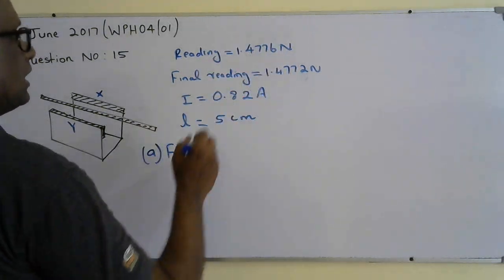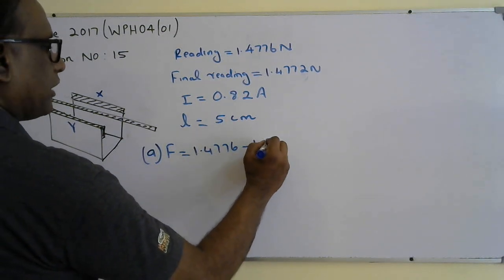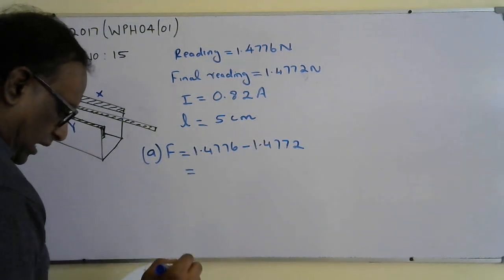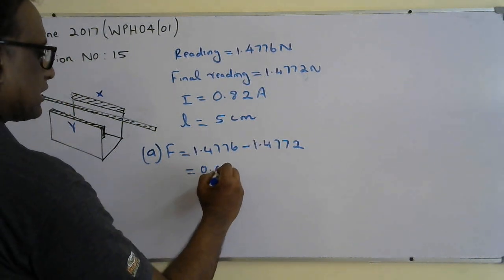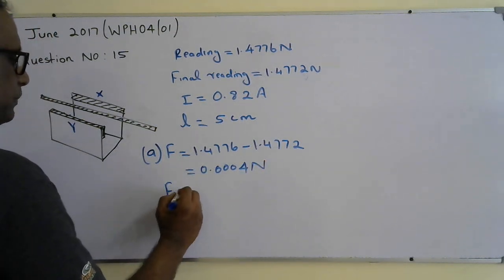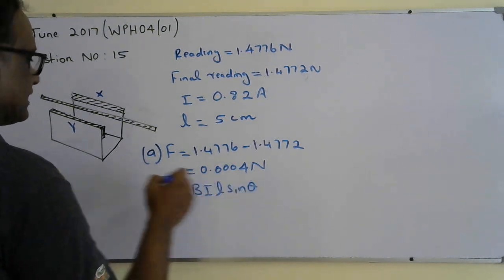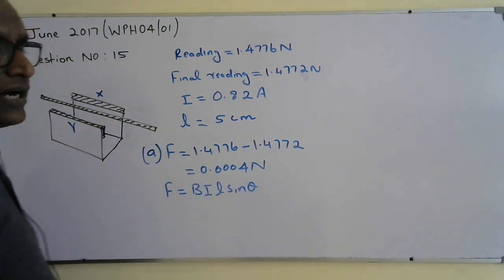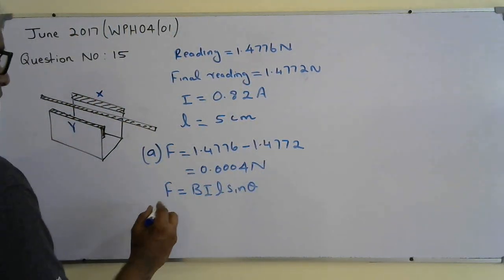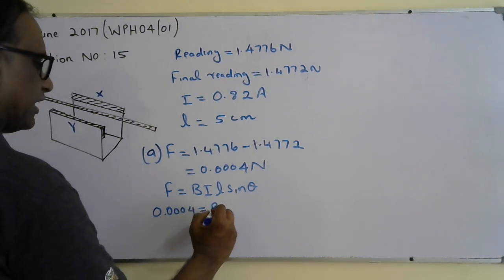these two readings. That is 1.4776 minus 1.4772. So that's going to be 0.0004 newton. So F equals BIL sine theta. So here the field lines are perpendicular to the direction of current flow, so theta will be 90 degrees. So force I know, 0.0004. B I need to find.